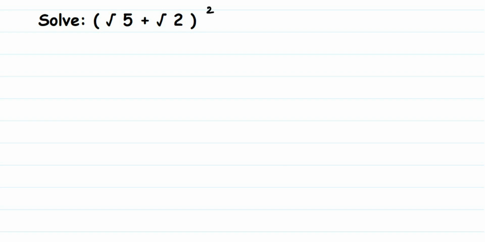Everyone, here's a question. Solve (root 5 plus root 2) whole square. How to solve this? If you observe here, it is something like (a plus b) whole square, and we have an identity: (a plus b) whole square is equal to a square plus 2ab plus b square.